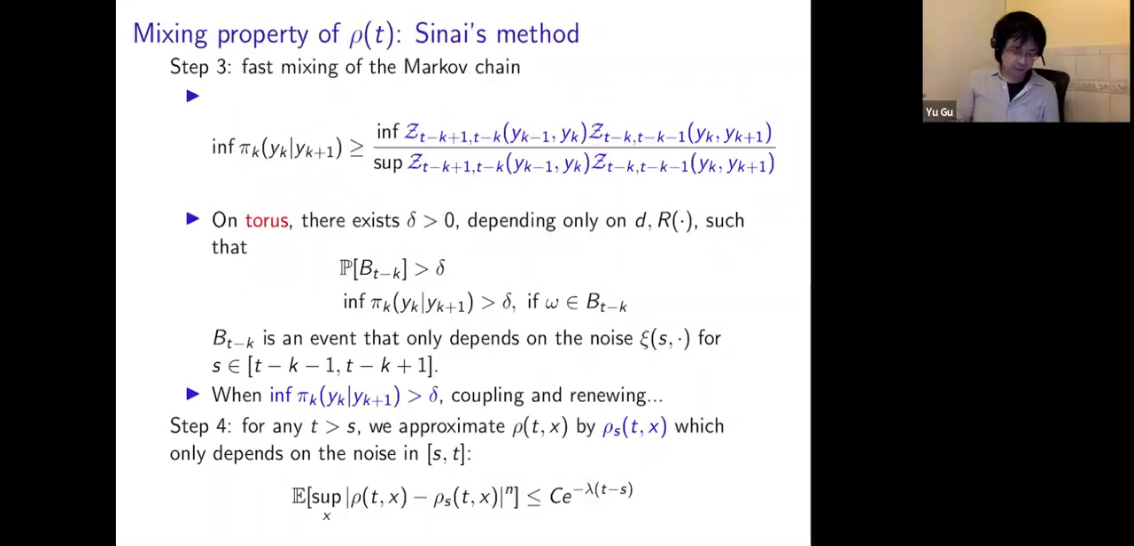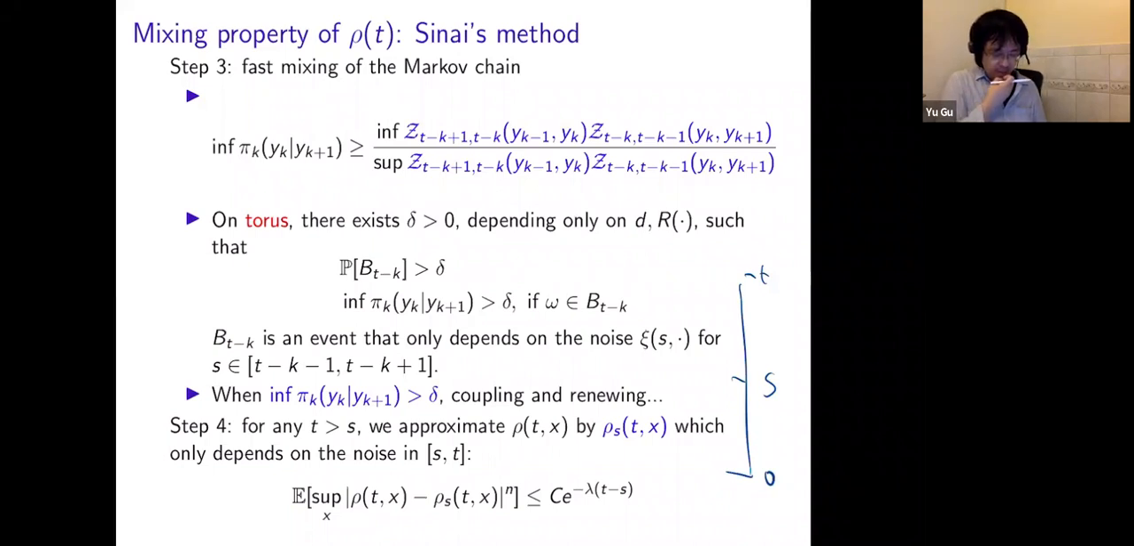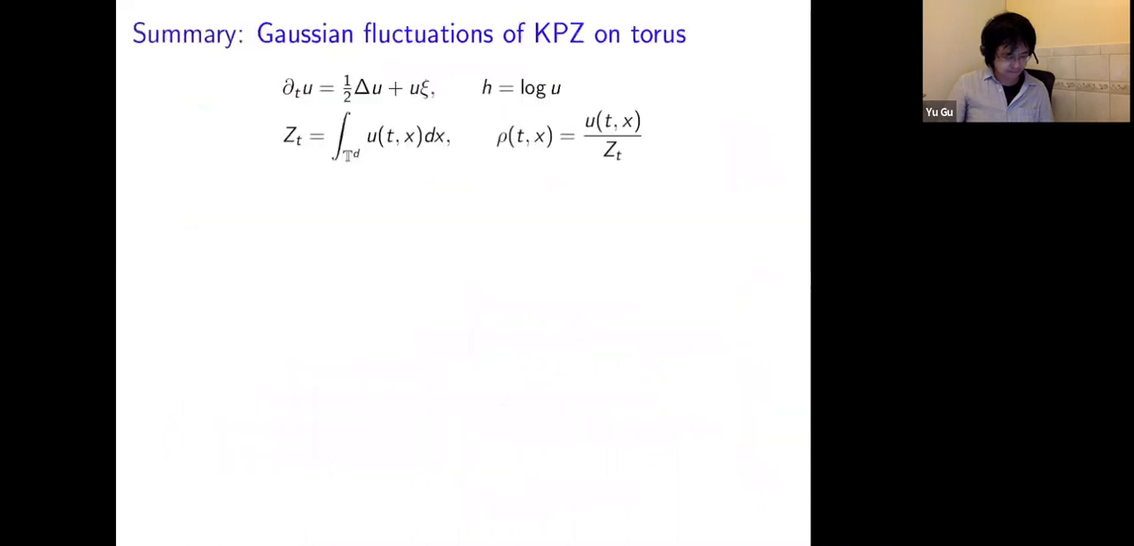Then what we show is that for any t greater than s, where t is here and s is here, and this is my zero, I can approximate the endpoint distribution of my directed polymer at this point by some random variable that only depends on the random environment here. I can control the error. The error decays to zero exponentially fast as the distance between s and t goes to infinity. Then you have geometric ergodicity basically. That's one of the key ingredients in our argument. So we follow this approach to show the mixing of the endpoint distribution of the directed polymer. Then we apply a homogenization type of approach to prove the central limit theorem.